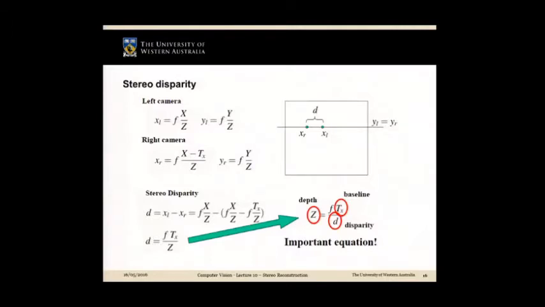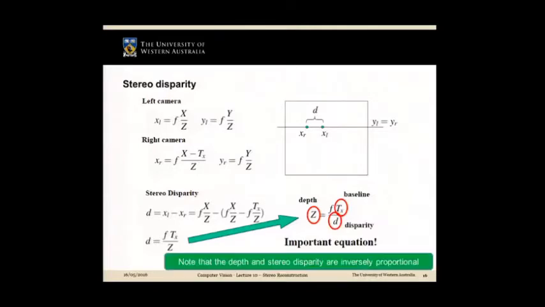Now if you look at this particular expression, depth is inversely proportional to disparity. And that's what we discussed at the beginning of this lecture. So an object that's close to you has what? Keeping this relationship in mind, these two are inversely proportional, right? So a far off object will have lesser disparity and a closer object will have more disparity. So note that depth and stereo disparity are inversely proportional, and this mathematical expression is supporting that statement as well, right?